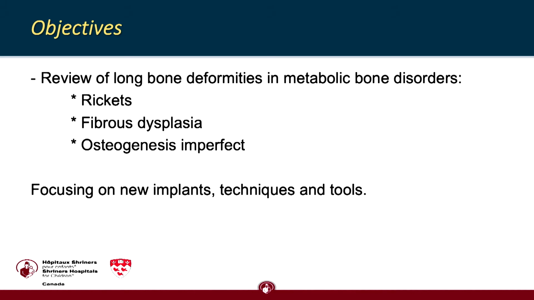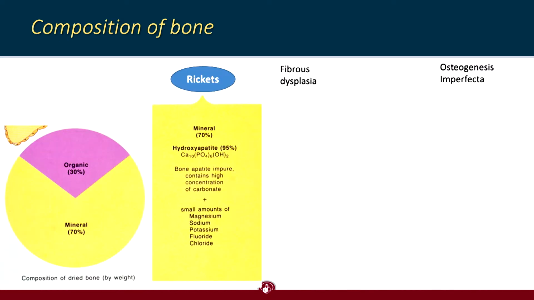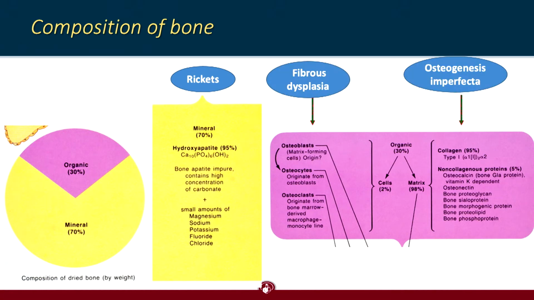So, objectives: Dr. Hamdi wanted to touch base on some principles and advances in rickets, fibrous dysplasia, and OI, focusing on techniques and implants. To summarize, metabolic bone disease can affect different parts of the bone. It could be the minerals, like in the case of rickets. It could be the cells, like in the case of fibrous dysplasia, or it could be the collagen, like OI.